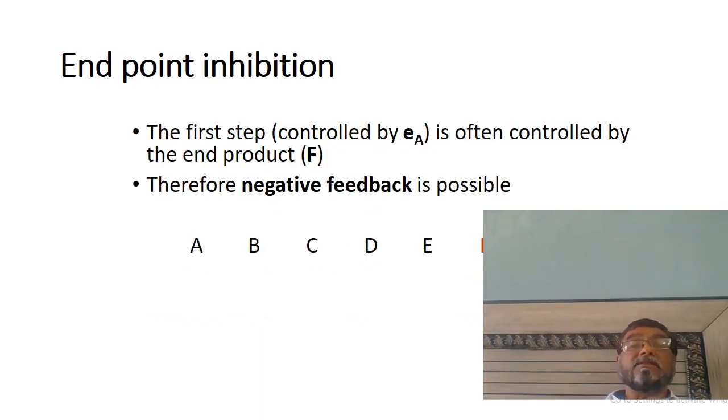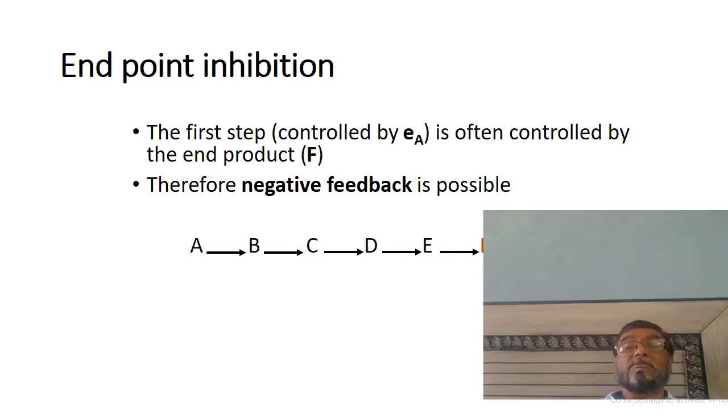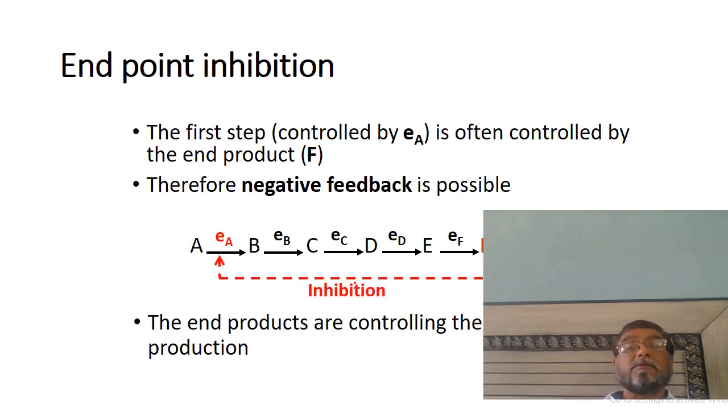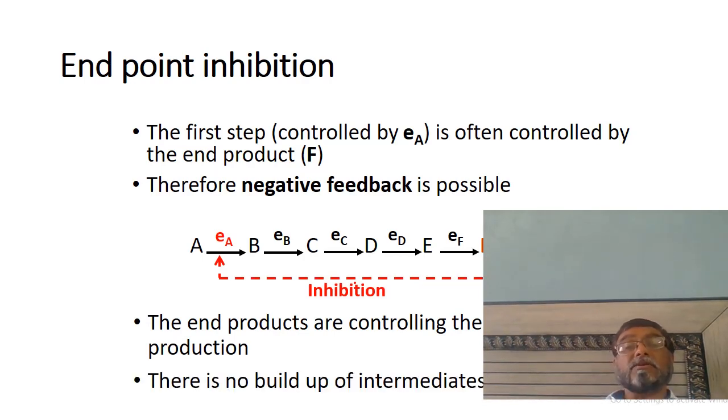This is also called the negative feedback inhibition process. In this case, this is acting as an inhibitor for the first enzyme. This one, first enzyme. So the end products are controlling their own rate of production.